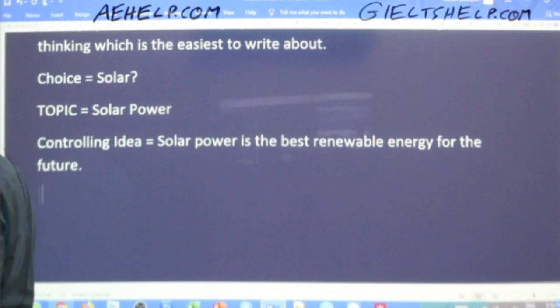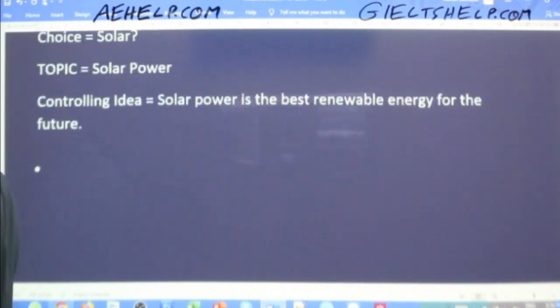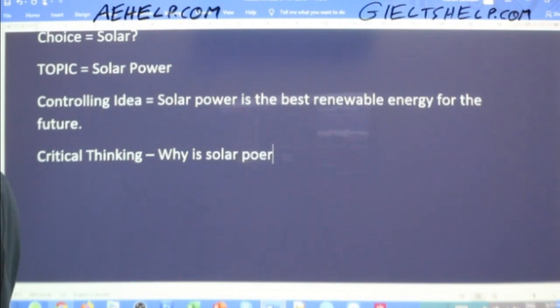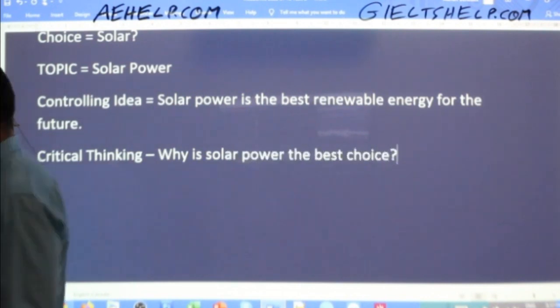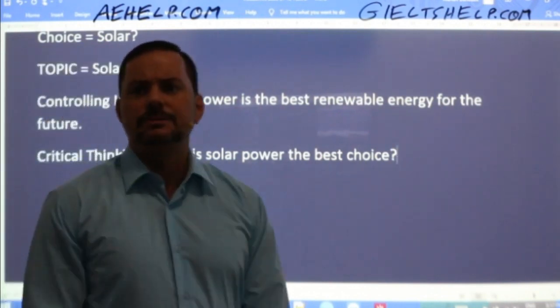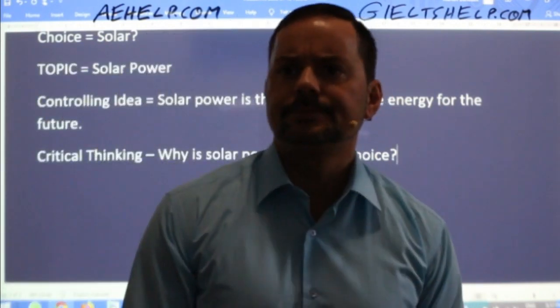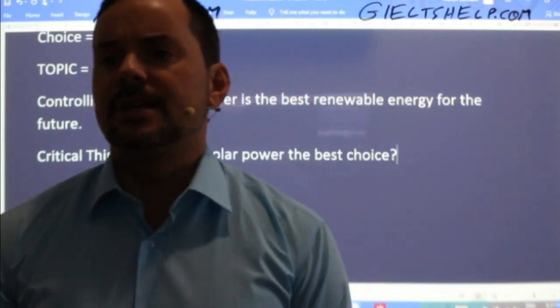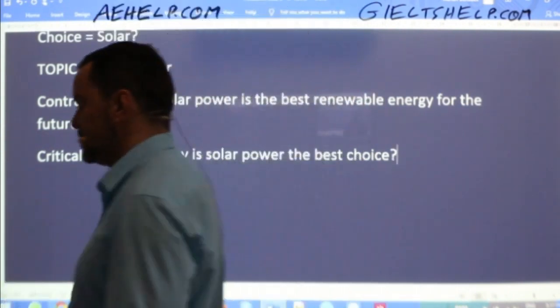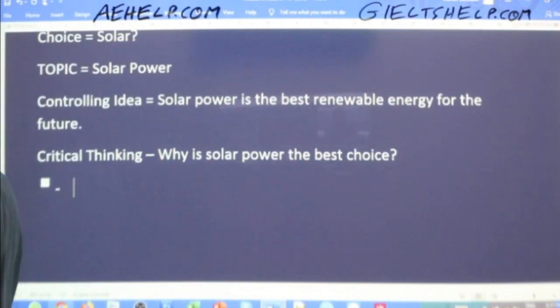Why? So this is where I start to use critical thinking and I start to generate some ideas. So why is solar power the best choice? Why is that the best choice? So Rajveer says it's easy to produce energy from the sun. This is where you want to brainstorm.